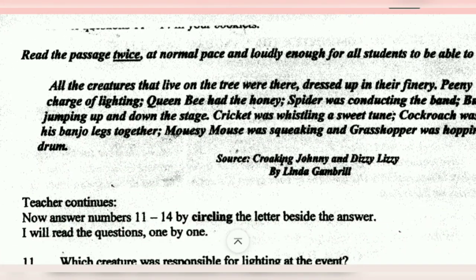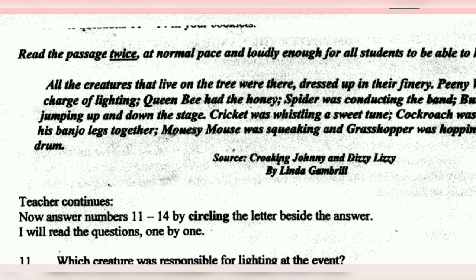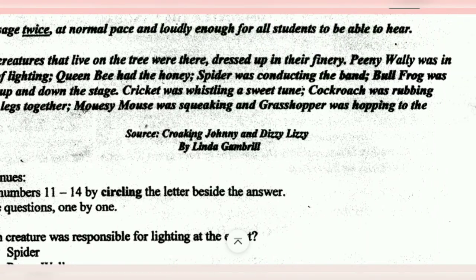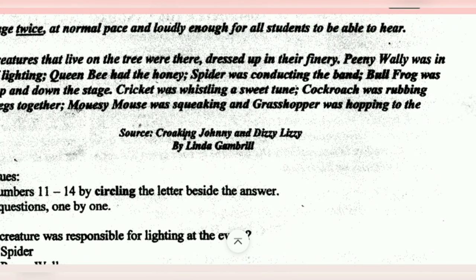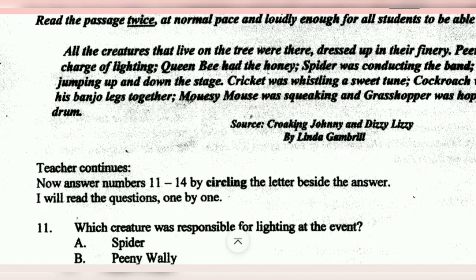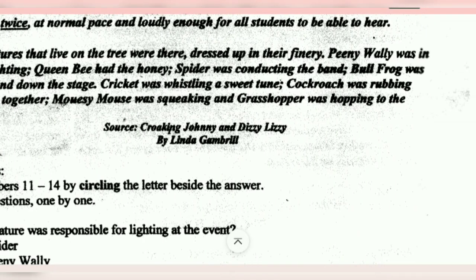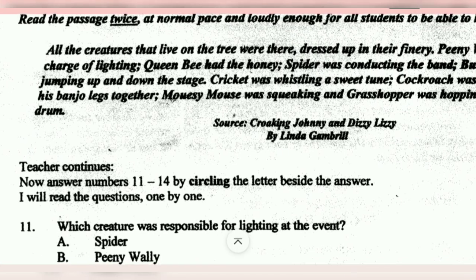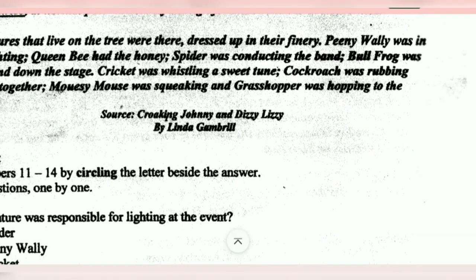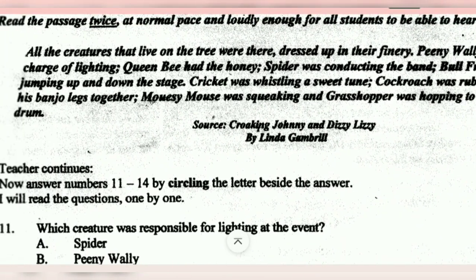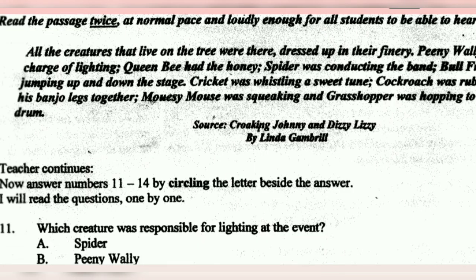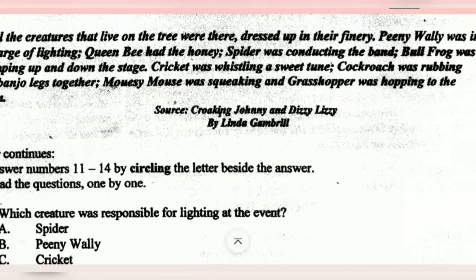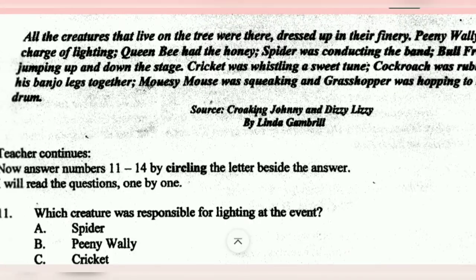So let's go. Here's the passage. All the creatures that live in the tree were there, dressed up in their finery. Peeny Wally was in charge of lighting. Queen Bee had the honey. Spider was conducting the band. Bullfrog was jumping up and down the stage. Cricket was whistling a sweet tune. Cockroach was rubbing his banjo legs together. Mousy Mouse was squeaking and Grasshopper was hopping to the drum.